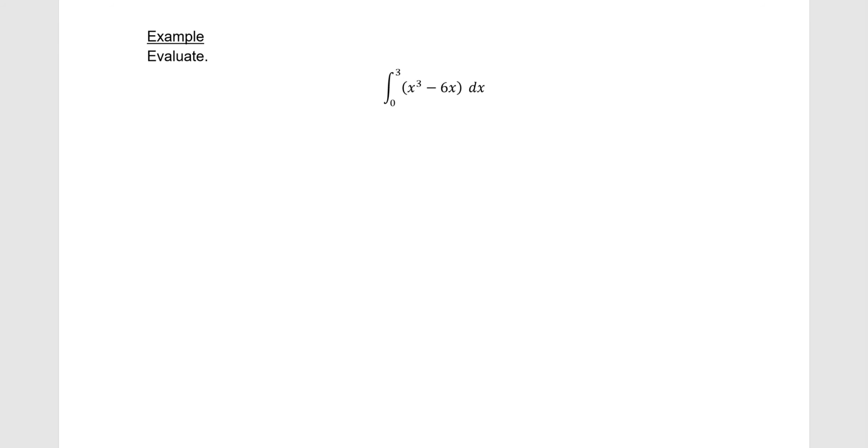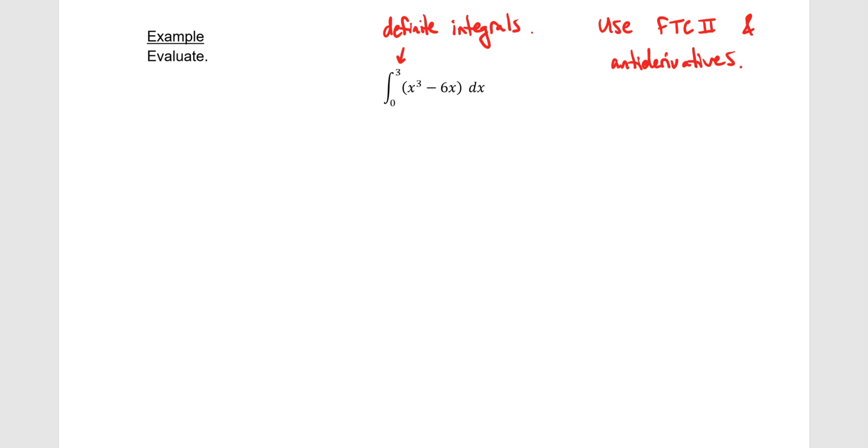Okay, so those were indefinite integrals. Now we're jumping back to definite integrals, and we should remember how to do this. We have to use the fundamental theorem of calculus 2 and antiderivatives. So we're going to find the antiderivative and then do upper bound minus lower bound.